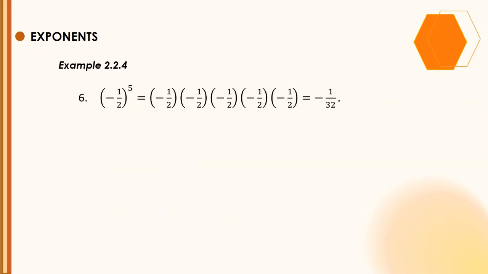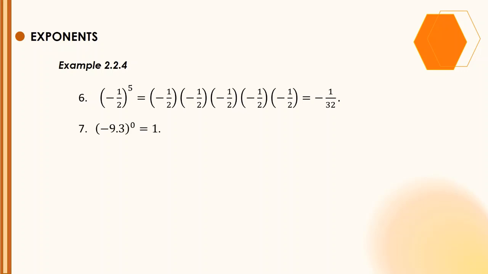Number 6 is negative 1/2 quantity to the power of 5. As you can see, negative sa loob at odd number ang exponent. So, dapat negative ang result. Hence, i-multiply natin ng 5 beses ang negative 1/2. So, this will be equal to negative 1/32.